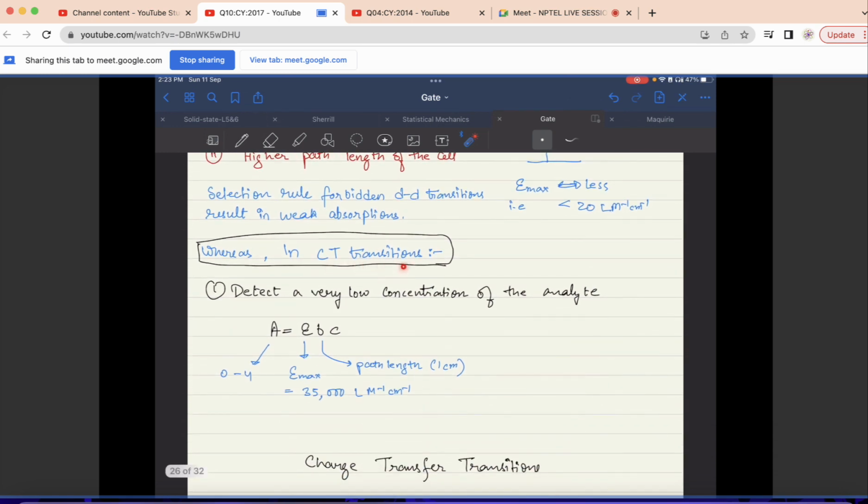However, in the case of the CT transition, it is very detectable in a low concentration of the analyte, following Beer-Lambert law, where absorbance is equal to epsilon times b times c, b is the path length, which is generally 1 centimeter, and c is the concentration. So in the case of CT transition, it is possible to detect even low concentration because the epsilon value, epsilon max, is very high, that is up to 35,000.